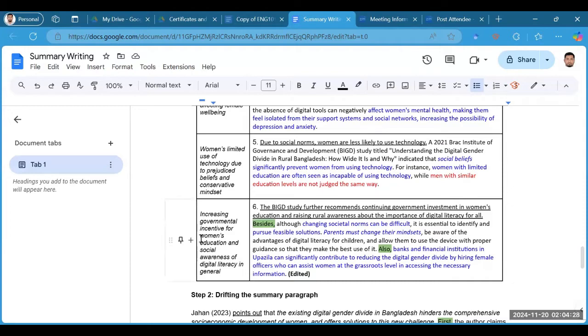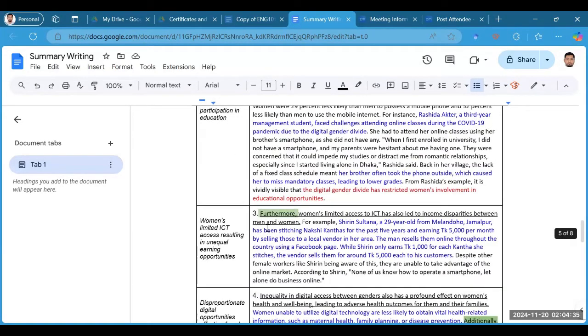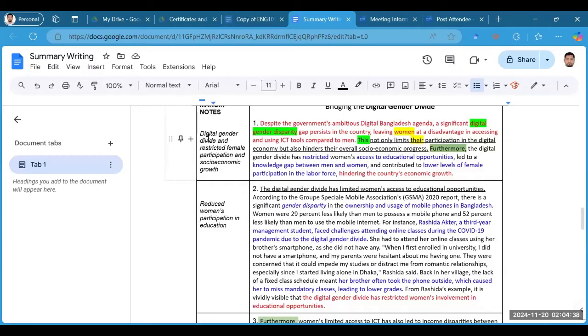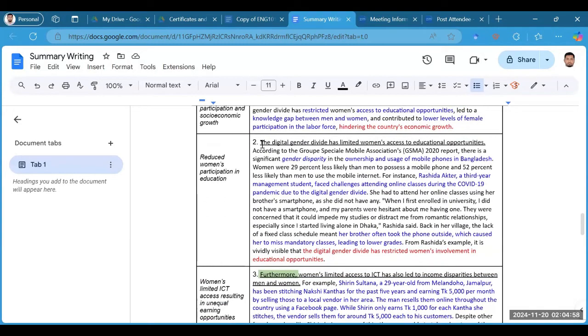And what I did, I wrote down the main idea in a phrase beside each paragraph. You can see here, I have first written down the main heading of the first paragraph as digital gender divide and restricted female participation and socioeconomic growth. Basically, this is the marginal note for the sentence that I have underlined in the middle of the first paragraph. Then let's move on to the second paragraph. Naturally, the first sentence of each paragraph gives us the topic sentence, so it contains the main idea.